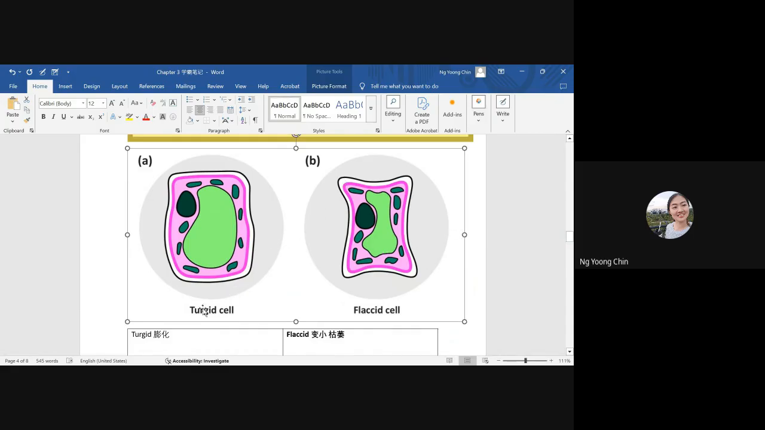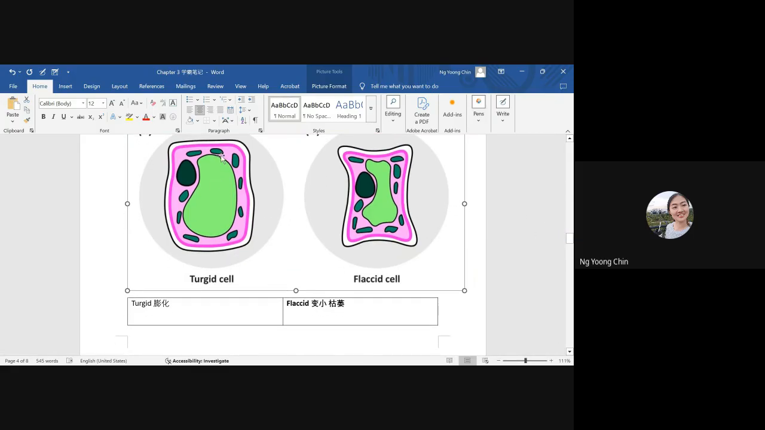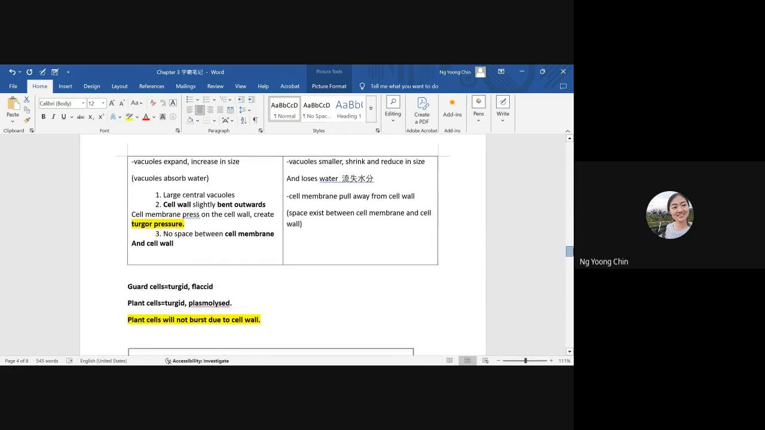Okay, in the turgid cell, you can see that the vacuole increases in size. The vacuole becomes a very large central vacuole. It's so big that it presses the nucleus to the periphery area. So you can draw a very big vacuole, and a very small nucleus at the periphery area, and then some chloroplasts inside. And the most important part is you draw the cell wall slightly bent outwards. See, this is the cell wall, and it is slightly bending outwards. So this is turgid.